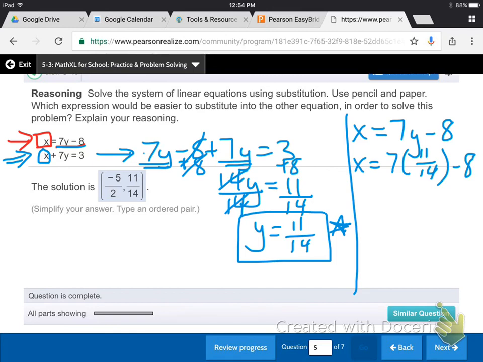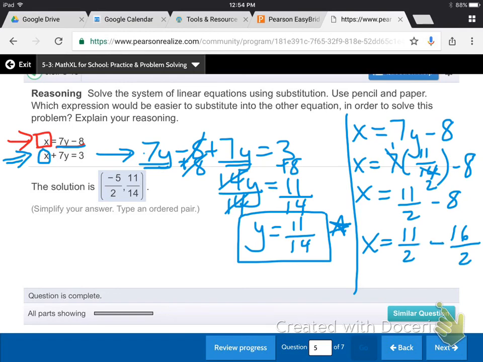Okay, x is going to equal 7 times 11 over 14. Well, 7 goes into 14 twice, and that leaves a 1 there. So 1 times 11 is 11 over 2. This is 11 over 2 minus 8. If I write down 8 as a fraction divided by 2, it's 16 over 2. Oops. What did I want to do there? I didn't want to write down equals right there. I wanted to write down subtract.